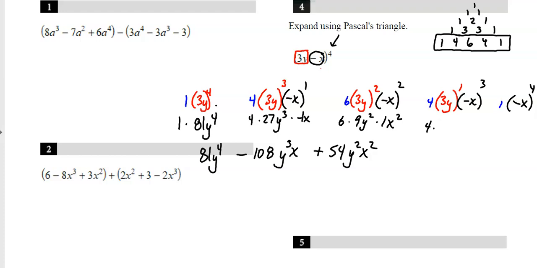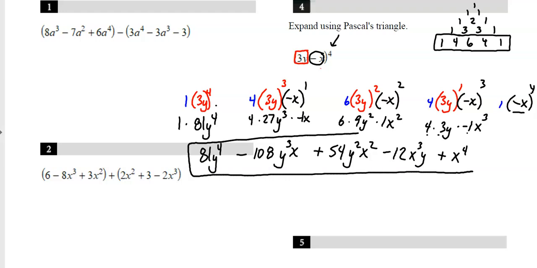Well, this is just 4 times 3y times a negative x times a negative x times a negative x. Well, 3 negatives is going to give me a negative 1 x to the third. So those 3 coefficients here, boom, boom, boom, are negative 12 x to the third y, or I could have put yx cubed. And then here at the end, a negative x times itself 4 times. Well, 4 negatives is going to be a positive x to the fourth. So pretty long problem time-wise, but that's what you end up getting when you expand it using Pascal's triangle.